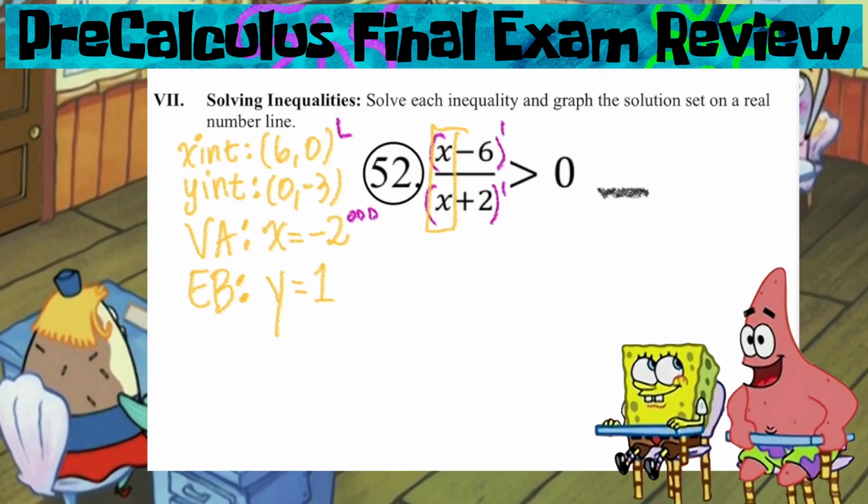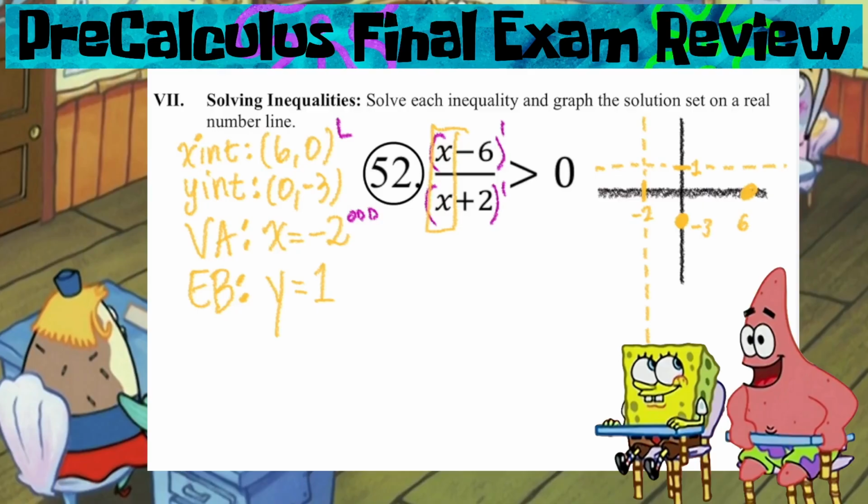Now, I'm going to do a little light sketch, okay? So I have an x-axis and a y-axis. It doesn't need to be to scale if it's labeled, okay? So, x-intercept, 6. Y-intercept, -3. Okay. Vertical asymptote, -2. Okay. And end behavior, y equals 1. Like that.